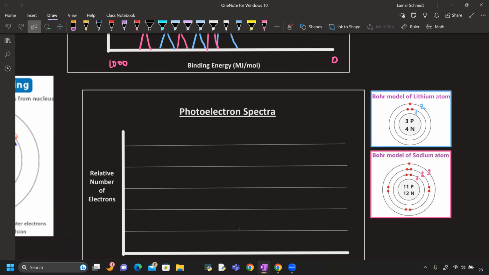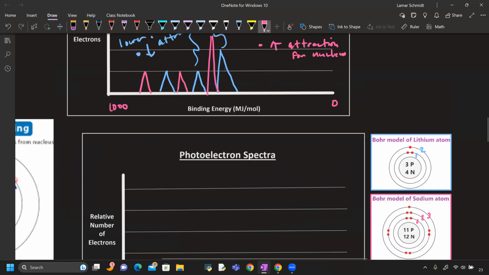But let's take a look at this real quick. So we're going to draw lithium, and we'll show the 2 electrons in the 1s, and then we'll show the one electron in the 2s, and we'll show this over here somewhere. There we go. So now we are going to draw the photoelectron spectra for sodium, and I hope you notice I'm color coding these by the outline of the picture. So this is why I'm drawing lithium in blue and sodium is going to be in pink. So you can see that the same thing happened here.